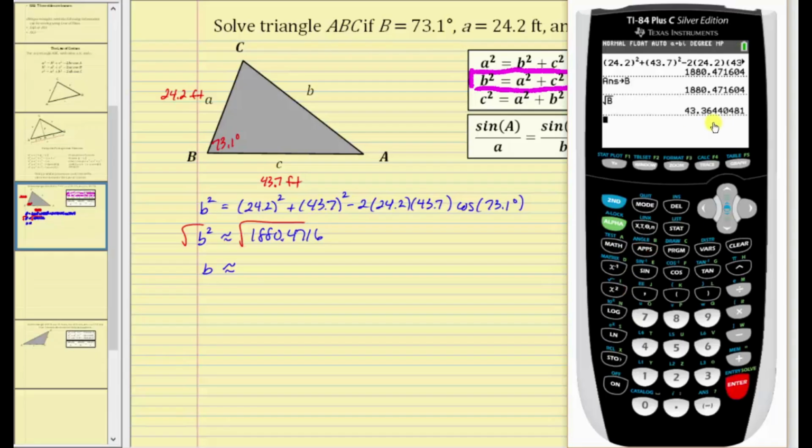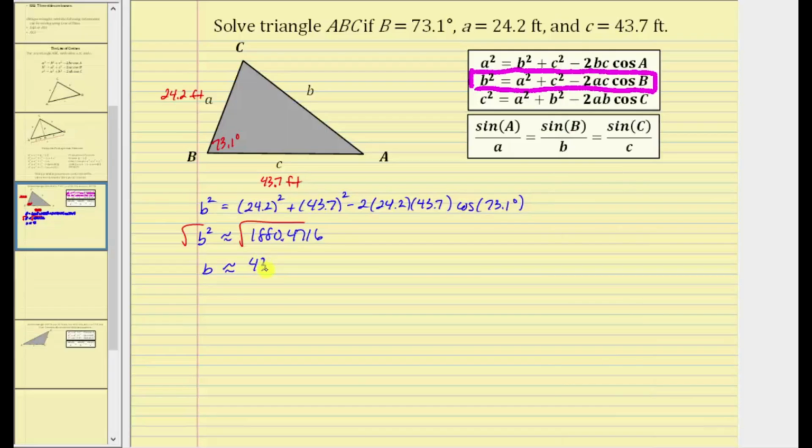This will be more accurate than taking the square root of 1880.4716, even though if we round the result to 1 decimal place, in both cases we get b is approximately 43.4 feet. Let's go ahead and label this.